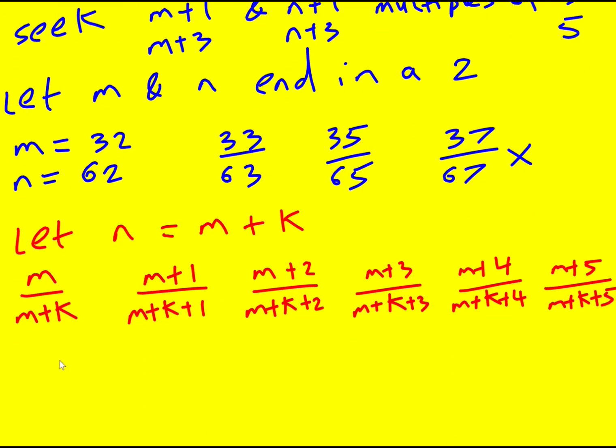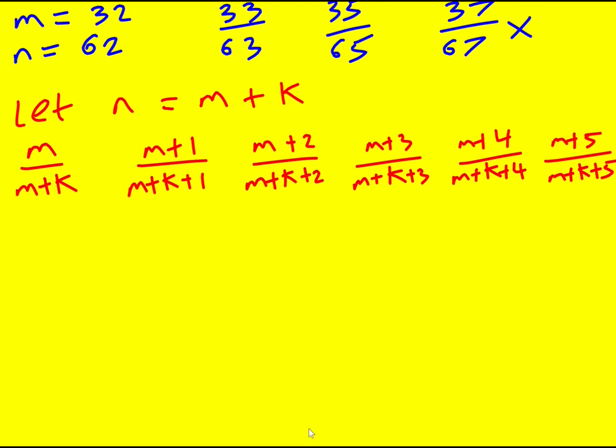So for these to simplify, it actually must be that k is a multiple of m, because otherwise it won't simplify if you just have m over m plus 1, for example. And we also need k to be a multiple of m plus 1, and m plus 2, and m plus 3, and m plus 4, and m plus 5.